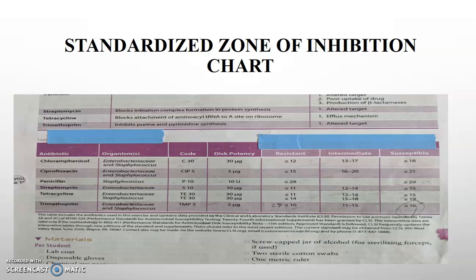But let's say the zone of inhibition was 14. If the zone of inhibition was 14, we just see where 14 falls on here, right between 11 to 15. So that would mean that Staphylococcus aureus was intermediate to trimethoprim. That antibiotic could work if given at a higher dosage over a longer period of time. And then let's say the zone of inhibition was 8 millimeters. Well, that's less than 10, so that means Staphylococcus aureus would be resistant to trimethoprim. So it's just finding the zone of inhibition and then seeing where that zone of inhibition falls for your specific antibiotic.